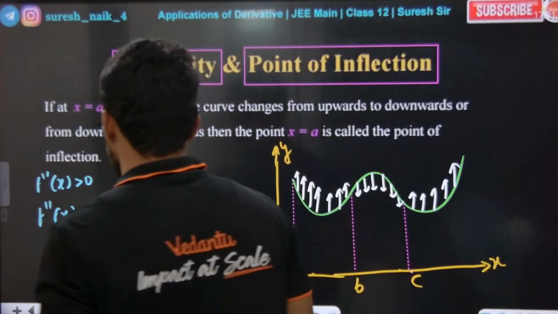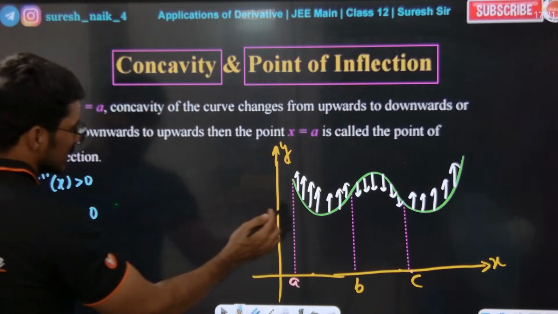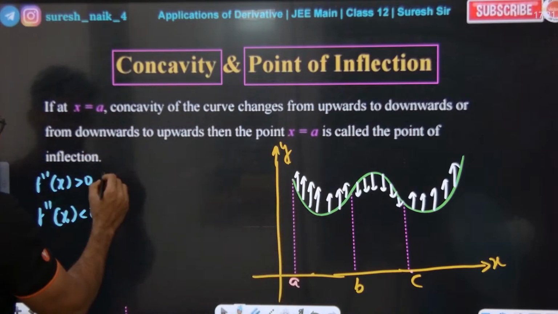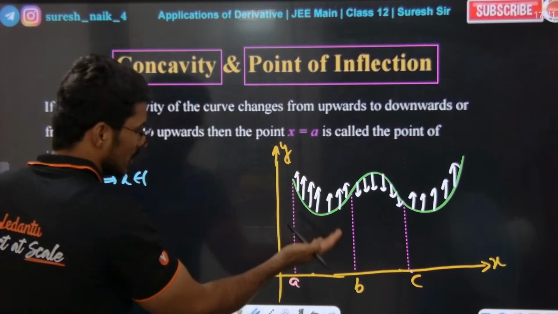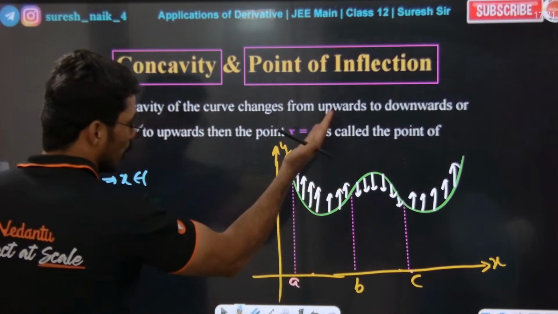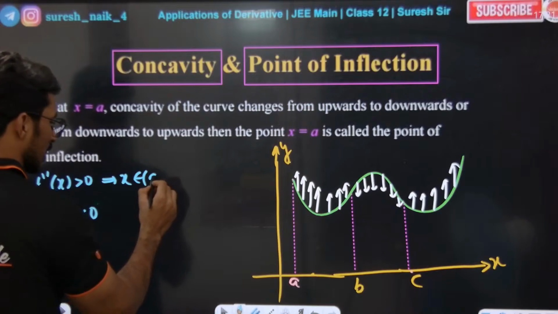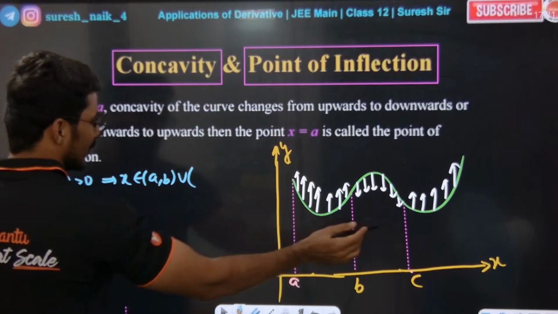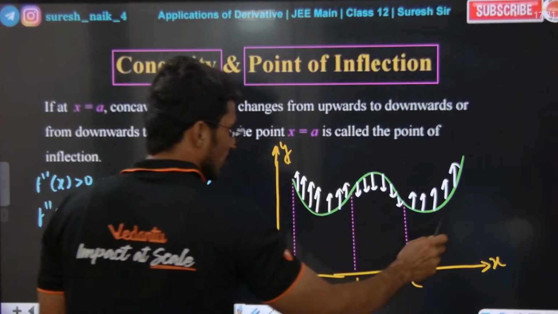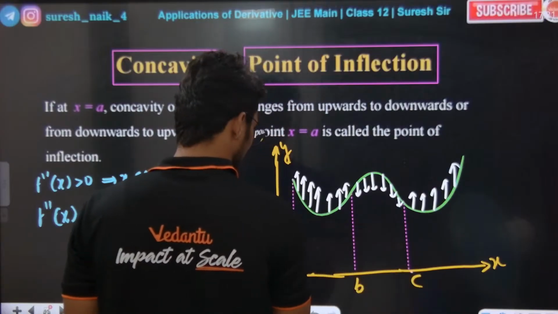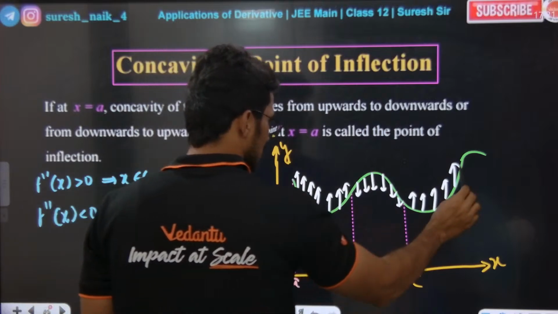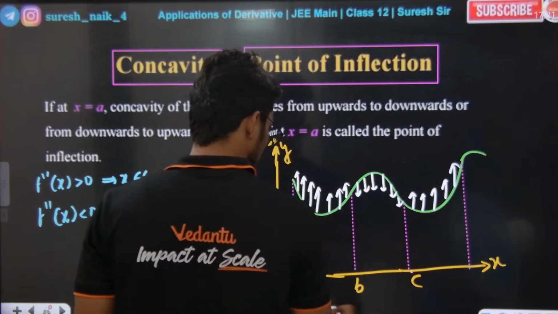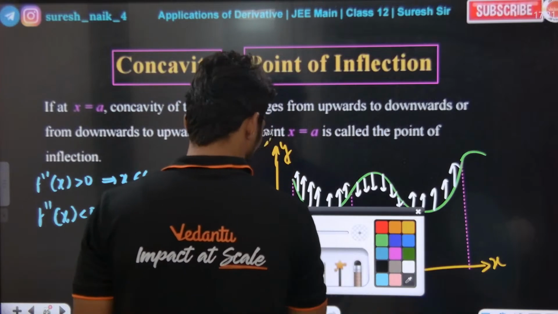If f double dash of x is greater than 0, whenever x belongs to A to B, the graph is upward. F double dash of x positive is nothing but an upward graph, the concavity upward. For A to B, union again from C onward, again the graph will come down like this, and then this is the D point. Hope you are understanding.